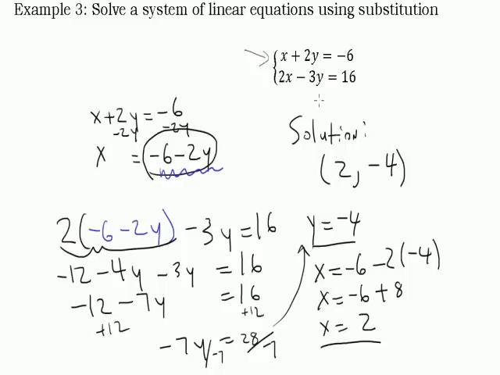And you really want to check this back in the original. Let's do that. So plugging this into the first equation, we'll have 2 plus 2 times negative 4 equals negative 6, or 2 minus 8 equals negative 6. Negative 6 equals negative 6. That indeed checks. That was the first part of my check.